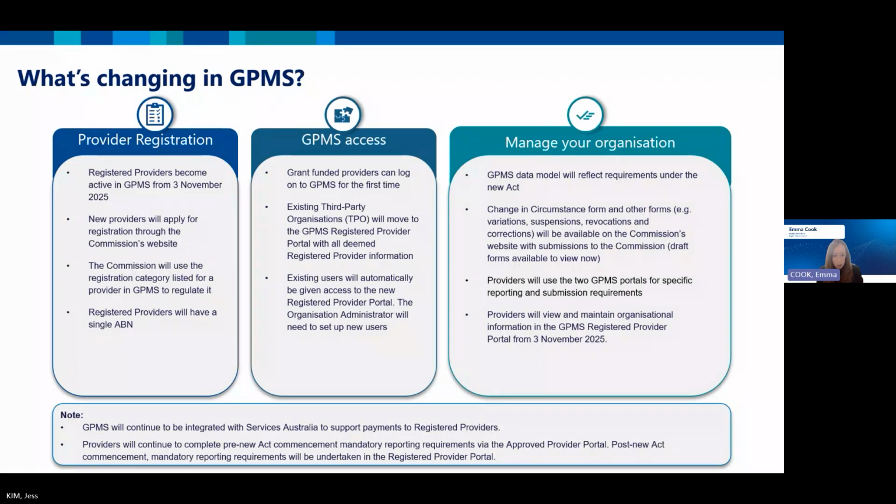Providers can access regulatory forms. A key change to note is that providers will access those regulatory forms that they're used to using to report to the Commission through the Commission's website. Drafts are already available on that site, where you can look at the change in circumstance forms, variations, suspensions, revocations or corrections, to understand what those look like and to prepare your organisation. Once you've completed and submitted those forms to the Commission and they've been processed, updated information will be available in GPMS, so you'll be able to see it in there, but you will be working directly with the Commission to complete and submit their forms.